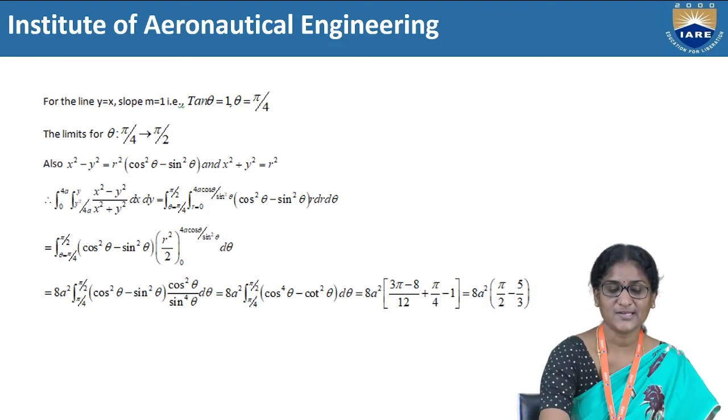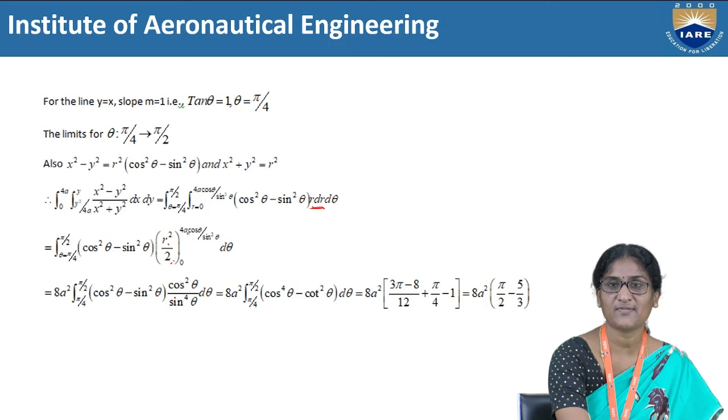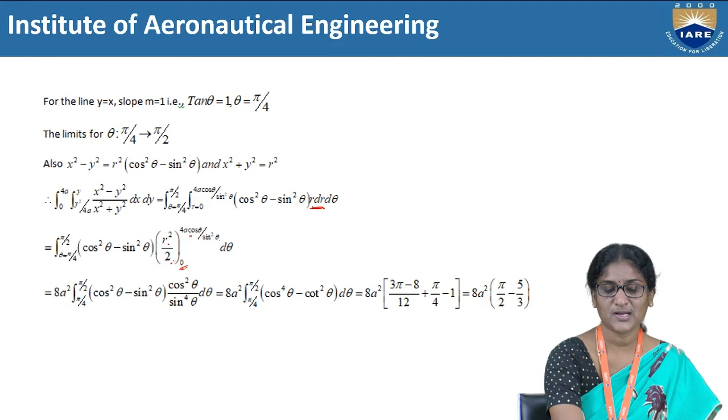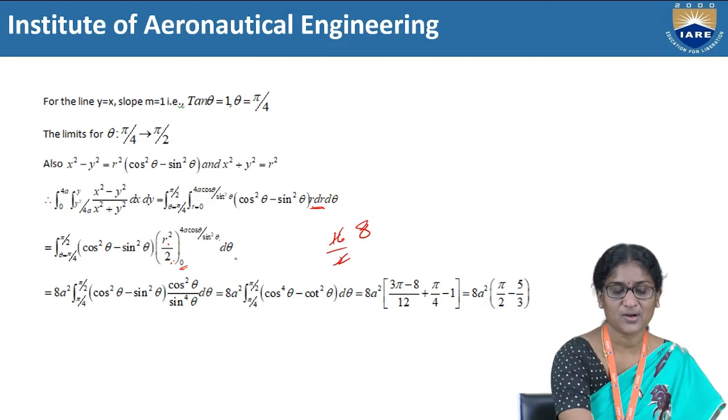So after converting it, the integral of r dr is nothing but r square by 2. R square by 2, upper limit is 4a. Wherever r is there, you substitute 4a cos theta by sine square theta, and for the lower limit, you substitute r equal to 0. So you take common here. What do I have to take common? 8a square has to be taken common. From where did I get this 8a square? R square, r is nothing but 4a cos theta by sine square theta, whole square, that is 16a square by 2. So 16 by 2 is nothing but 8. So I got this 8.